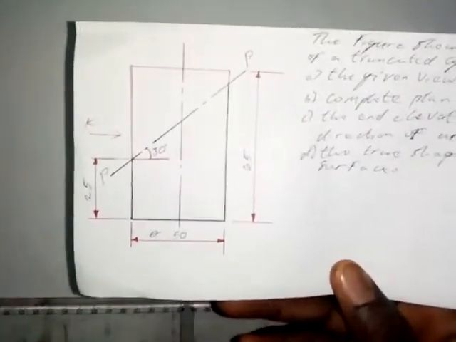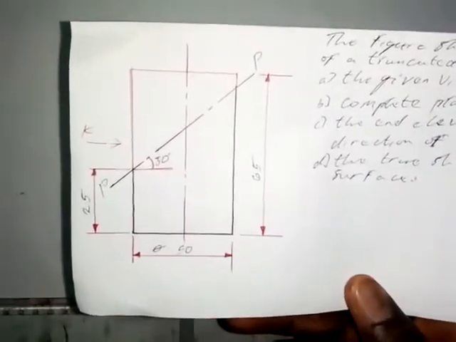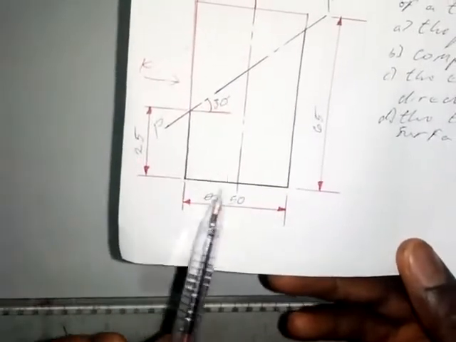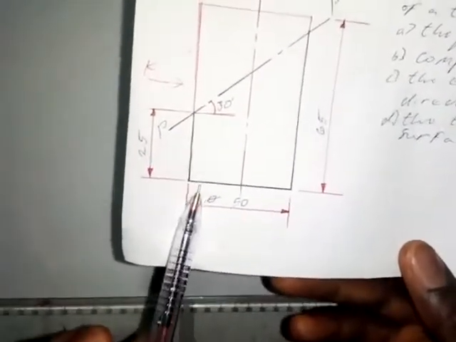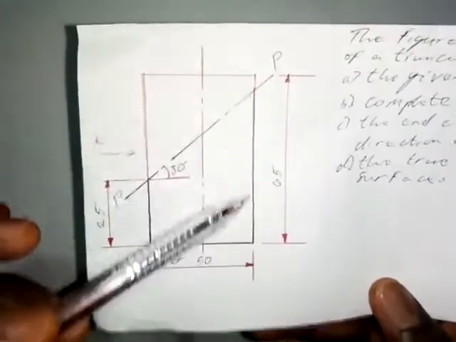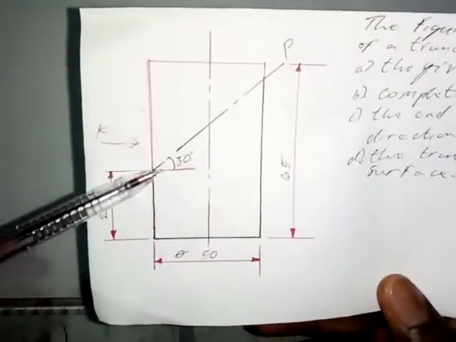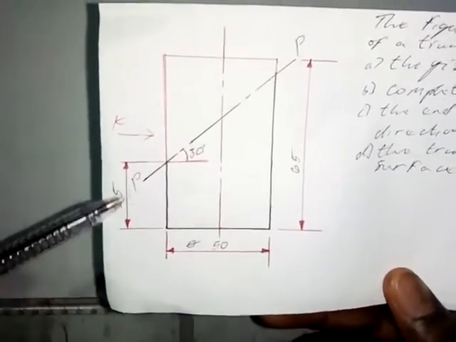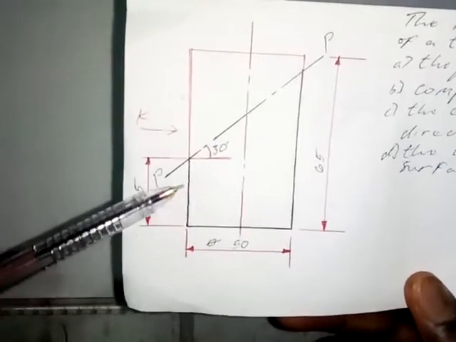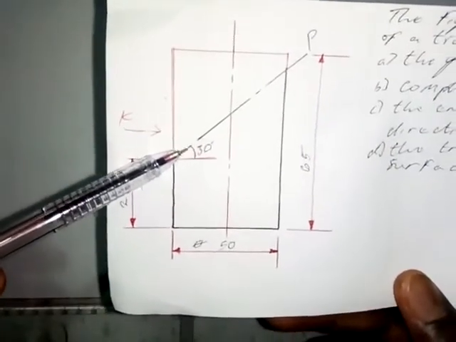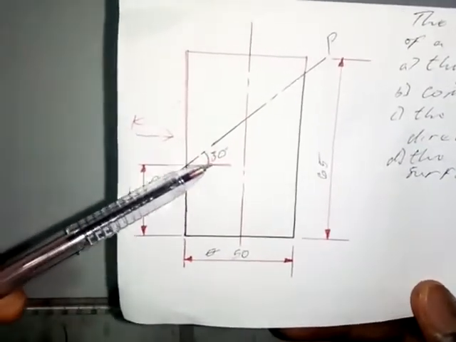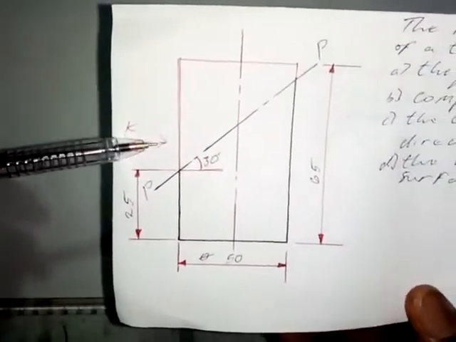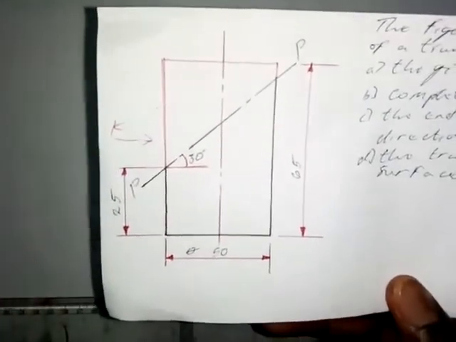Now let's talk about the features of this diagram. The diameter of the cylinder is 50 millimeters. The height of the cylinder is 65 millimeters, and the cutting plane touches this point at a distance of 25 millimeters from the base of the cylinder, and the angle at which the cutting plane is inclined to the horizontal is 30 degrees. As you can see here, we have cutting plane PP, and this is ROK, through which we have to draw the end elevation.